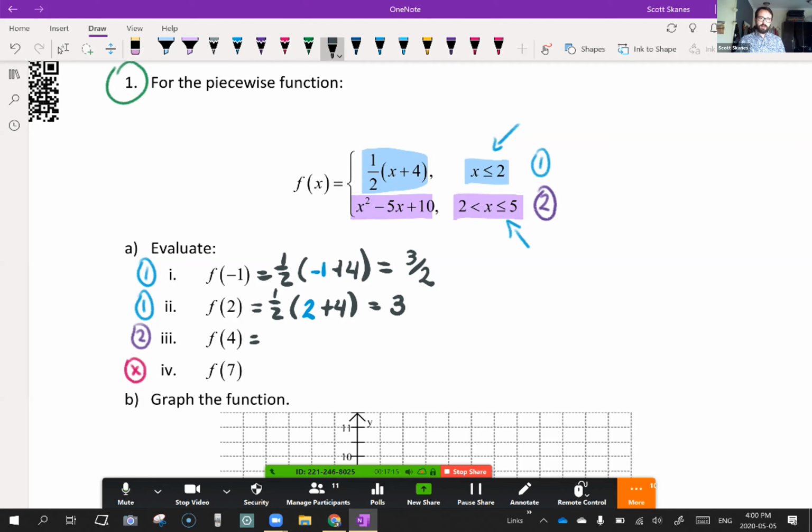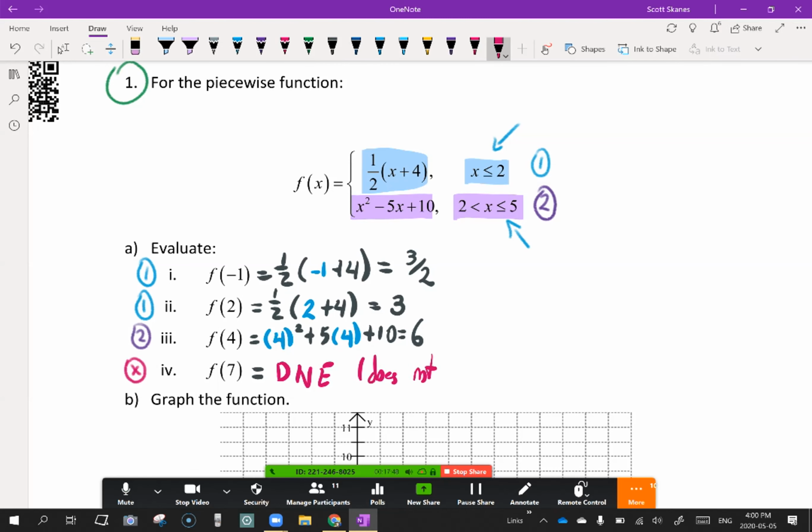What about the second function when x is 4? That would be 4 squared plus 5 times 4, which is 10. Hopefully you can calculate this. I'm just kicking through it as quickly as I can. You should get 6. And the last one, we can say DNE. And if you know what that means, it means it does not exist. Okay, it doesn't exist.